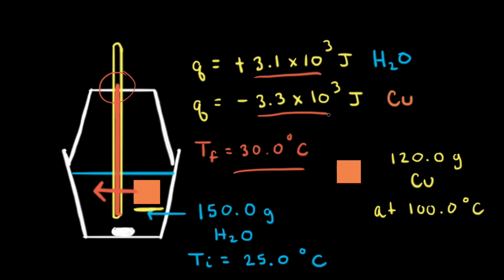But since these two numbers are not the same, we can see that we've lost more heat from the copper than we've gained in terms of energy for the water, which means we could have lost some of the energy to the environment. So not all of the heat was transferred directly to the water. Some of it could have escaped our coffee cup calorimeter.